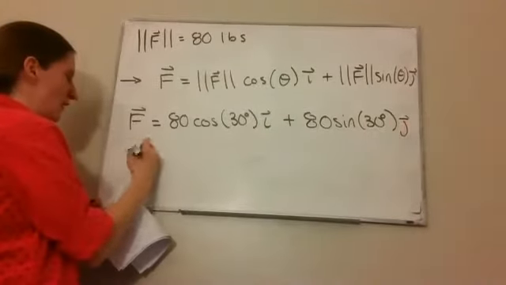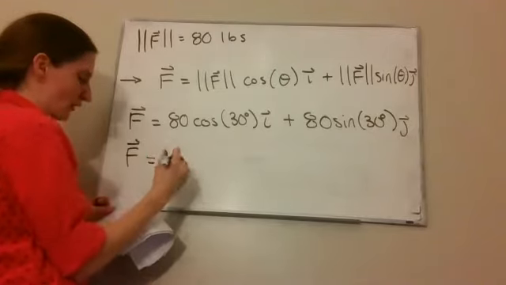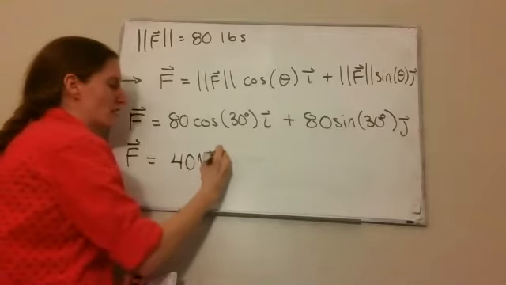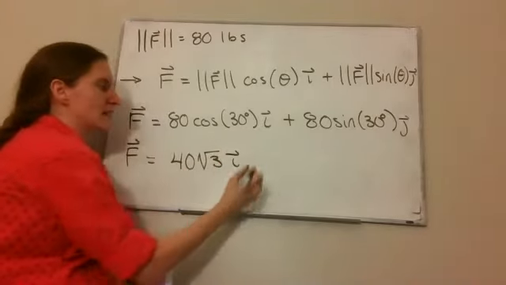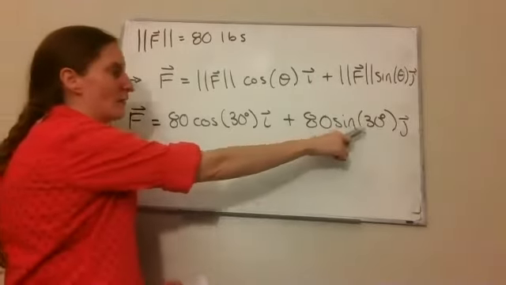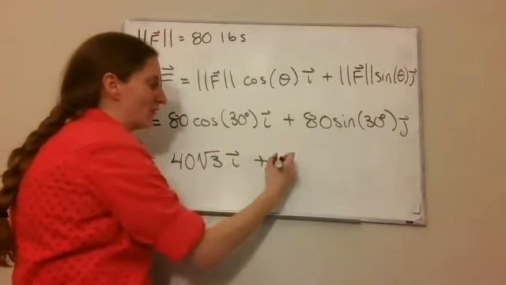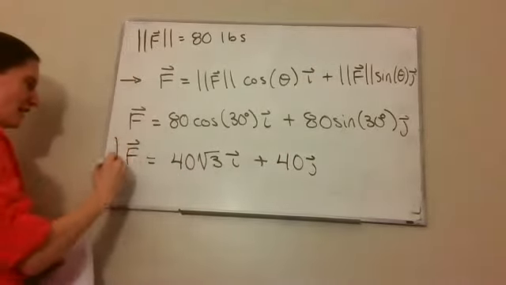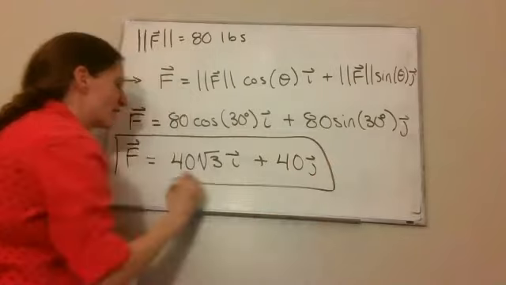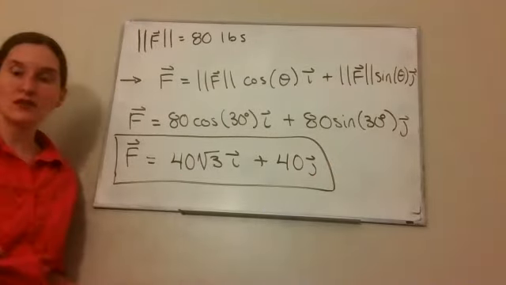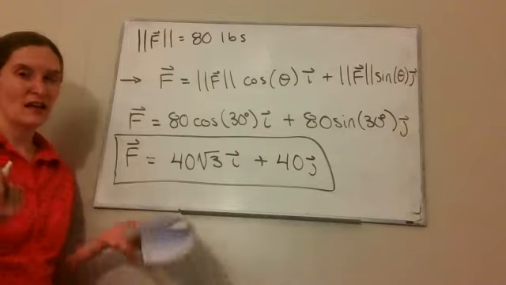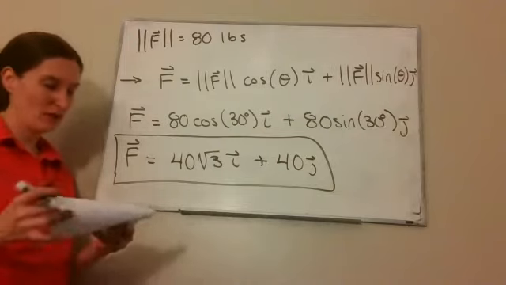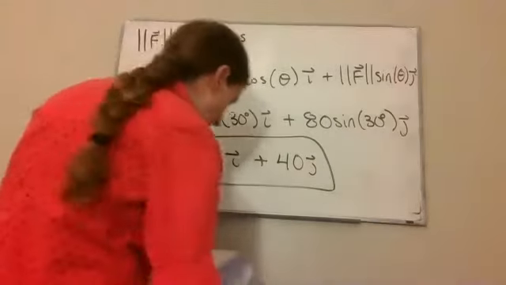Now, cosine of 30 degrees, we should know that from our unit circle. It's square root of 3 over 2. So this simplifies to 40 times square root of 3 i. Plus, sine of 30 degrees is 1/2, so I get just 40j. And there is my force vector in terms of i and j, using just the info they gave us, which was the magnitude, the 80 pounds, and we had our angle of direction. Let's do another example.